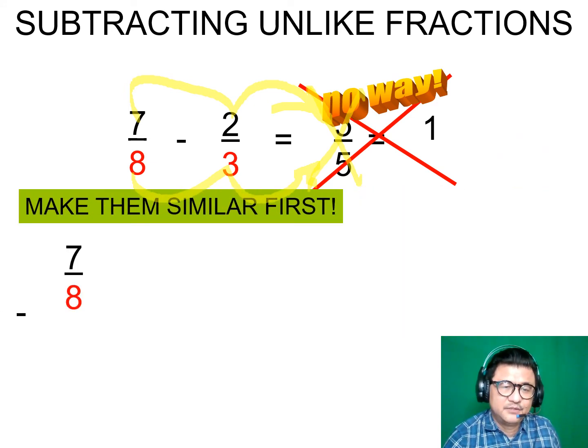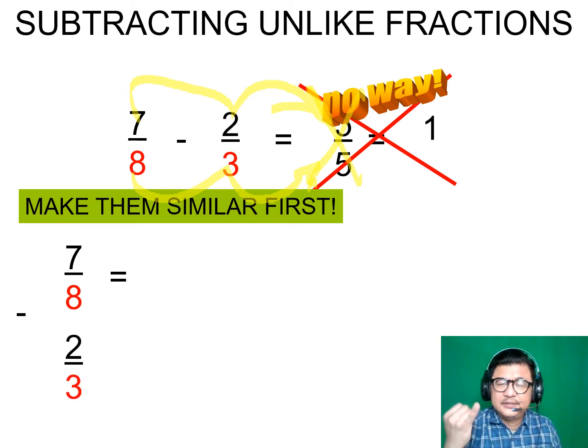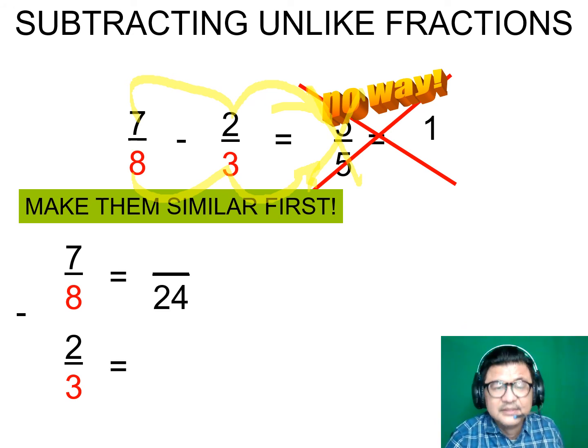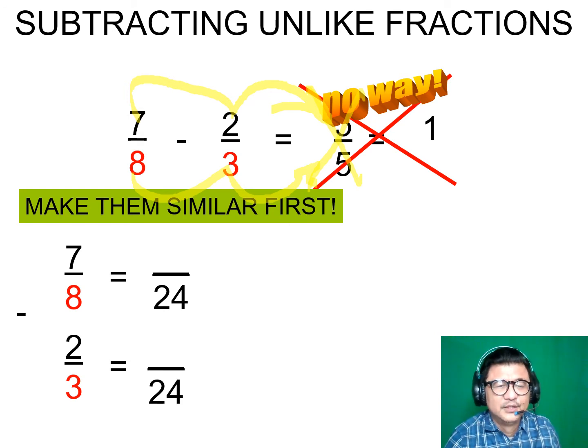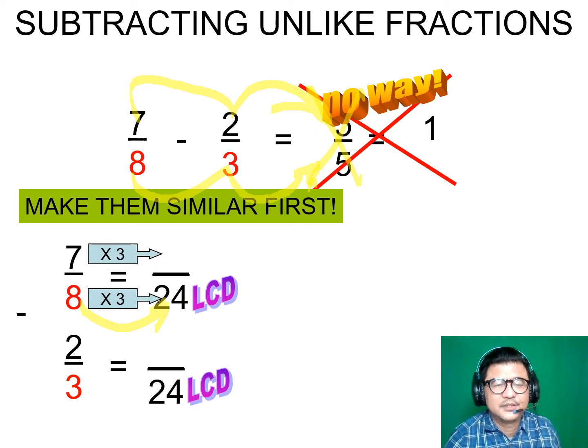Make them similar first. Think again, where will 8 and 3 meet? 8, 16, 24; 3, 6, 9, 12. Yes, they will meet at 24. So the bottom, to make that 24, what did we do? We did times 3 below, times 3 on top, that becomes 21. And then how about 3 becoming 24? Times 8 below, therefore let's do times 8, the same thing on top.